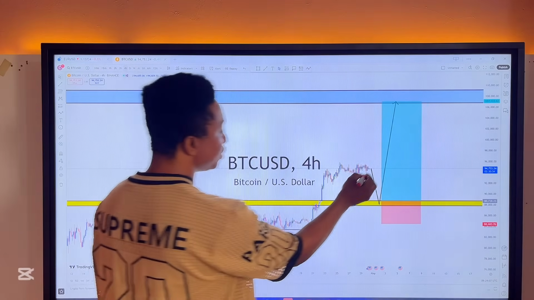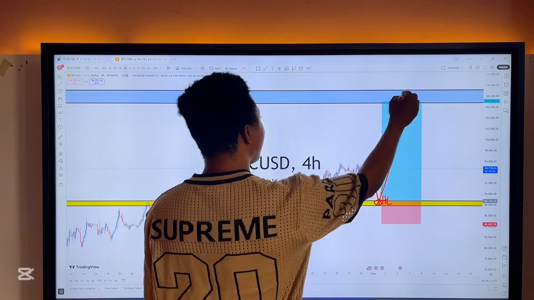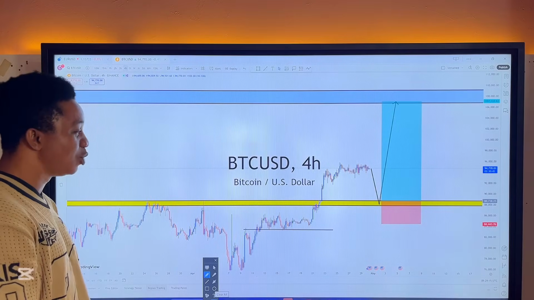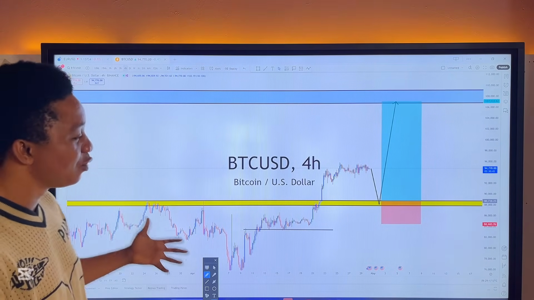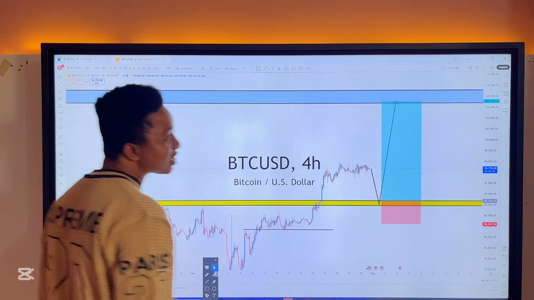So if the move is able to complete a higher low, then we look for an entry here to buy all the way to the upside, make money, and be happy about it. Simple as that. So BTC USD, this is also our full and complete technical analysis. All right, let's take it to the last pair on the list.